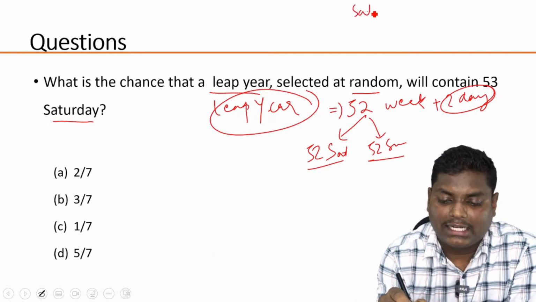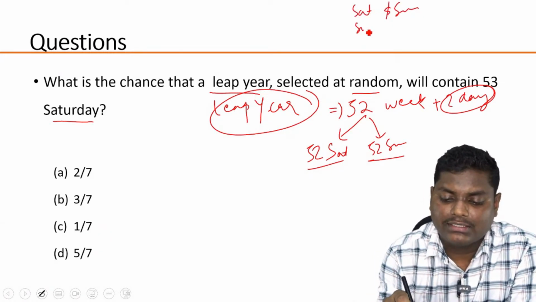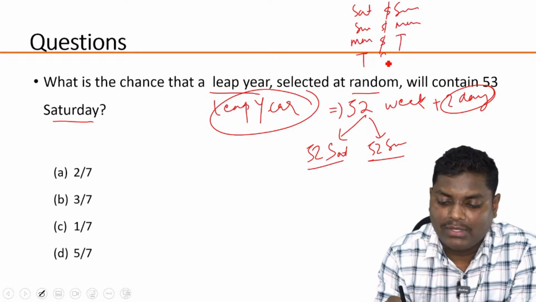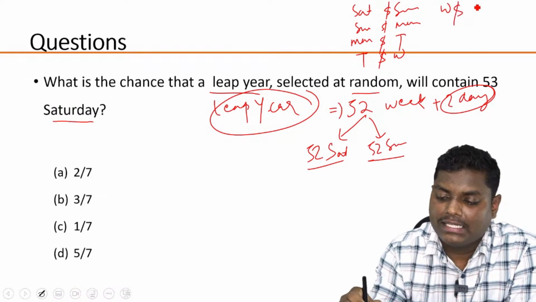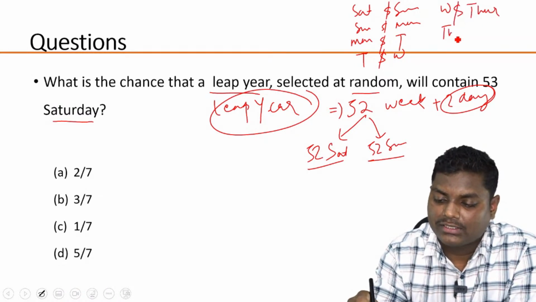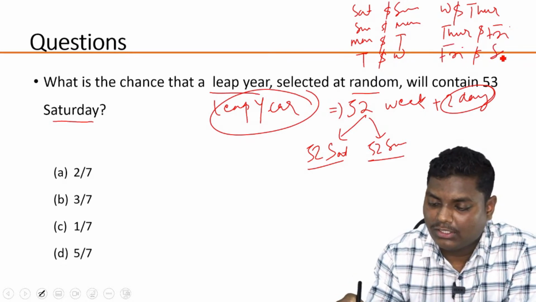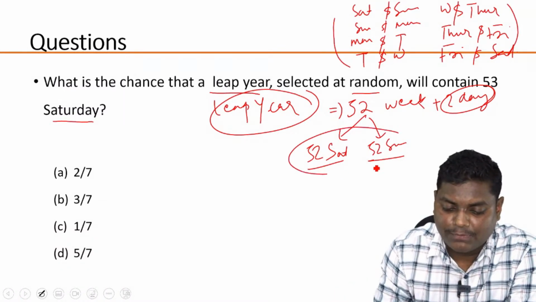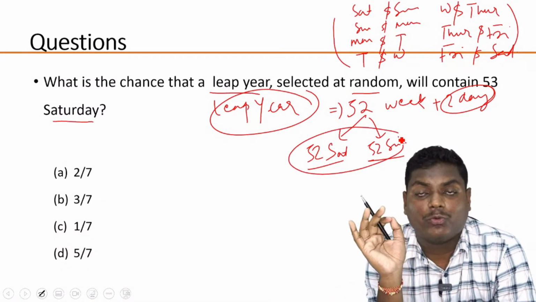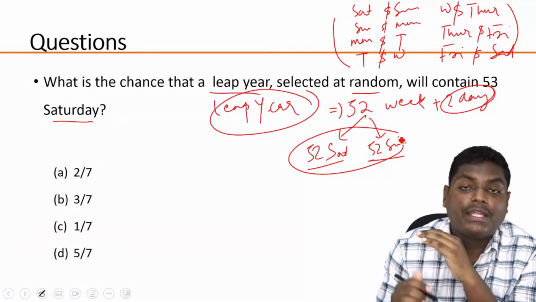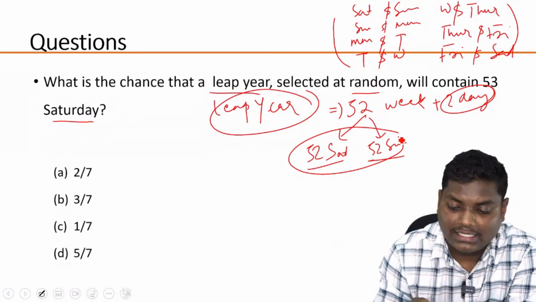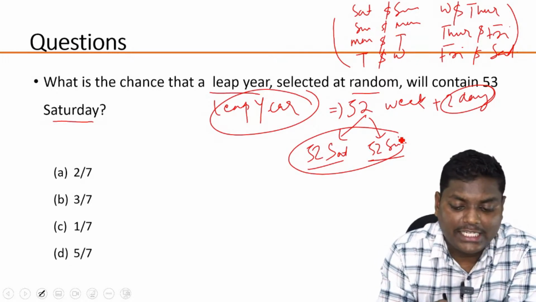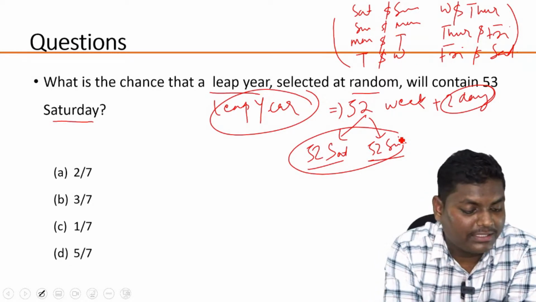It can be Saturday and Sunday, or Sunday and Monday, or Monday and Tuesday, or Tuesday and Wednesday, or Wednesday and Thursday, or Thursday and Friday, or Friday and Saturday. These are all possible combinations we can have. So for a particular leap year, we are having 52 weeks, which give 52 Saturdays and 52 Sundays. Now it is asking, what is the chance that a leap year selected at random will consist of 53 Saturdays?